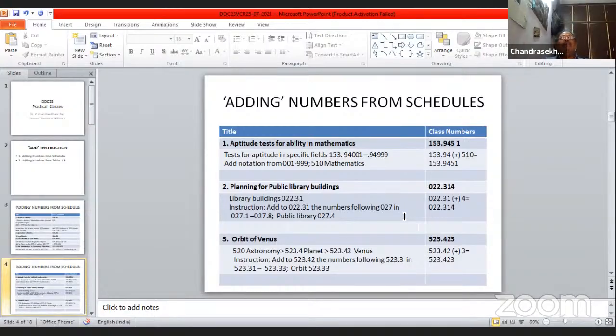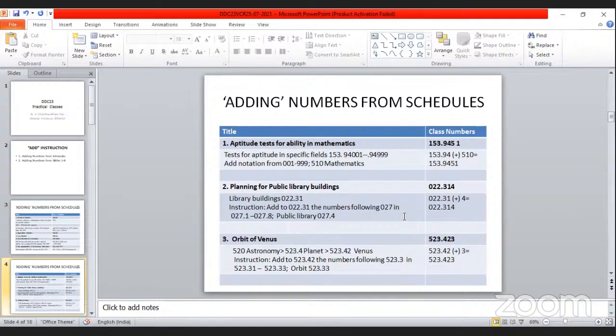Here in this example, we have to add a part of the number, not the complete number of the subject. A part of the number we have to add. So that's why you have to read the instruction very carefully. Such examples may always come. So in library science, in Dewey Decimal Classification, this is another way of adding the number from the schedules. We are not adding the complete number from 001 to 999. We are adding a part of the number, that is, numbers following a particular number.